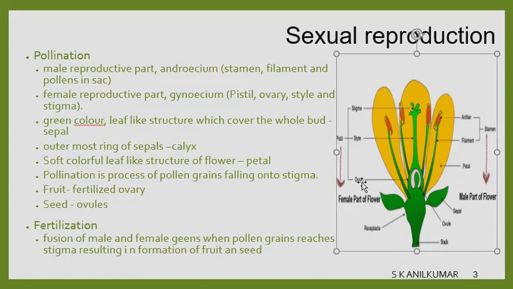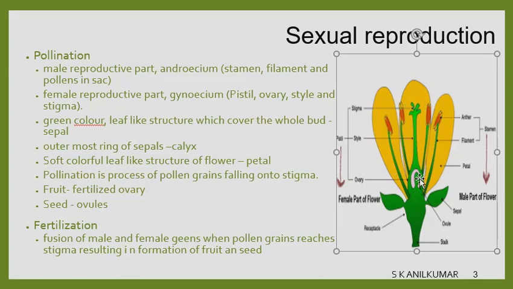The stigma, the style and the ovary together are the female part of the flower. The stigma and style together are the pistil. What is the stigma? This is the stigma. The one on which the pollen grains go and stick is called the stigma. The style is a hollow tube that goes up from the ovary till it becomes a stigma. So stigma, style and this is the ovary, together the female reproductive part.